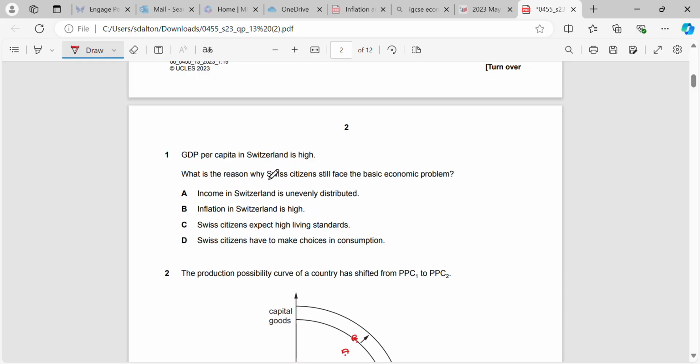Okay, GDP per capita in Switzerland is high. What is the reason why Swiss citizens still face the basic economic problem? So this should be fairly easy. Living standards has nothing to do with the basic economic problem. Either is inflation, either is income. It comes from having to make choices. So, limited resources equals unlimited wants equals choice equals scarcity equals opportunity cost. They're all our keywords for the basic economic problem. And the questions are always directed around the same things. So keep those keywords in mind, take them down if you don't have them already, but you should at this stage.